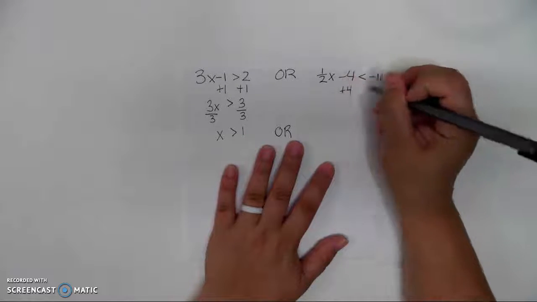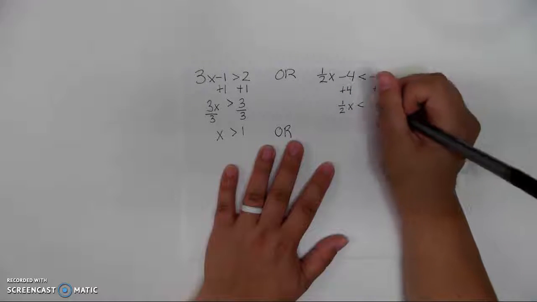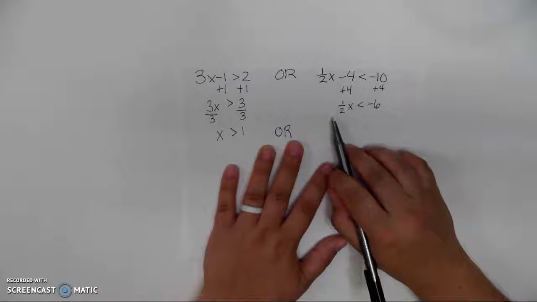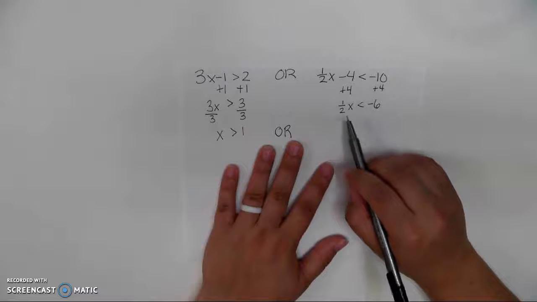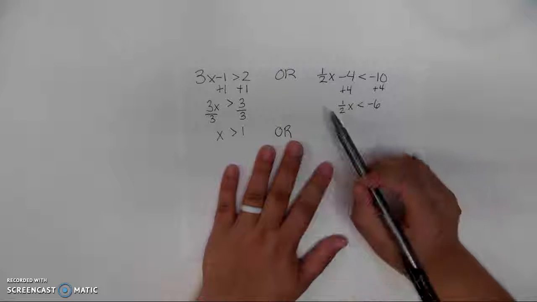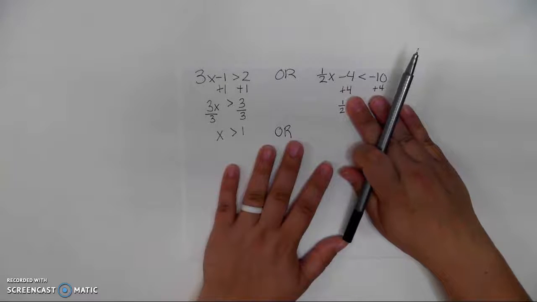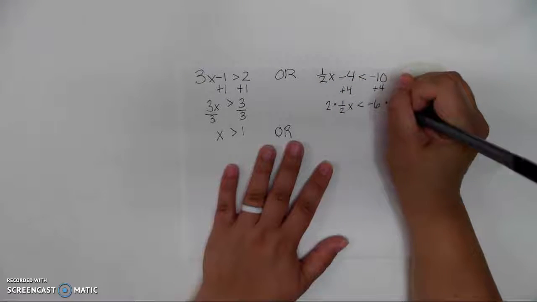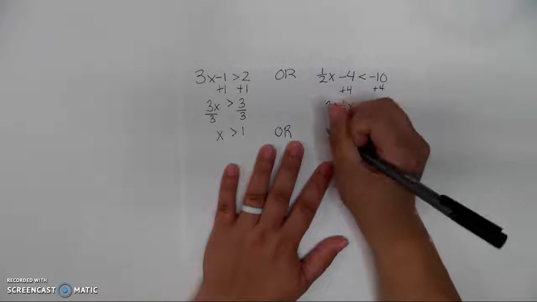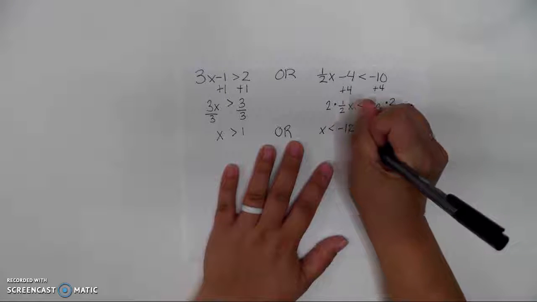Over here I'm going to add 4. And I have 1/2 x is less than -6. To get rid of a fraction in front of a variable, we have to multiply by the reciprocal. The reciprocal just means to flip the fraction. So if I have 1/2, the reciprocal would be 2/1, or just 2. So I'm going to multiply both sides here by 2. And then I have x is less than -12.